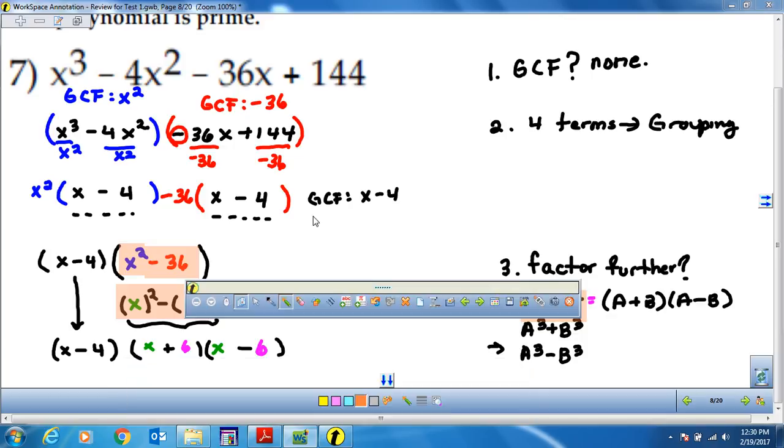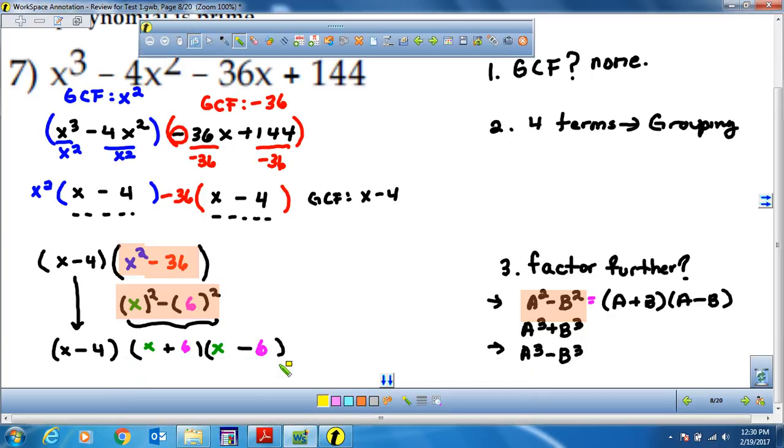Can we factor any further? The answer is no, because all of these factors are linear. They have x, x, and x. So we have completed this factoring process.